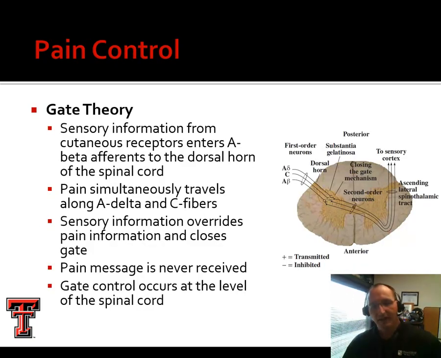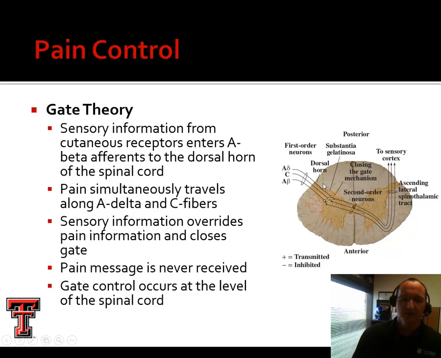Now, in order to control pain, we have what's referred to as the gate theory of pain control. And the key to the gate theory is right here in the spinal cord, what's referred to as the substantia gelatinosum. So we get sensory information that comes in from the periphery. It enters in these A beta, A delta, and C fibers. So this is all coming in, and the SG basically determines what goes up to be interpreted as pain and what doesn't.